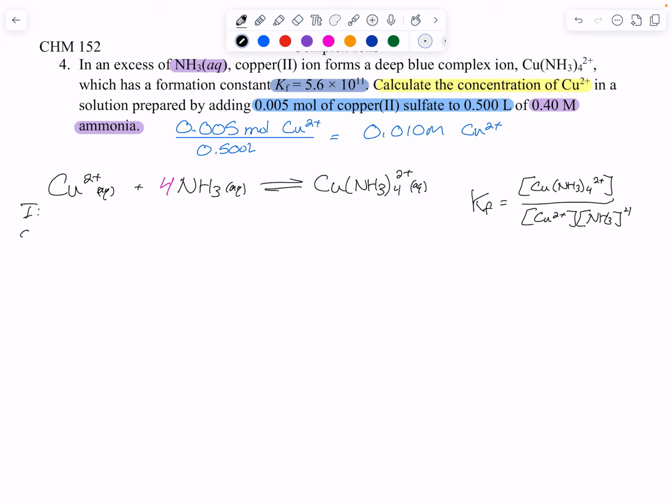All right, ice table. We would have 0.010 molar, we have 0.40 molar, and we have nothing. Well, subtraction: minus 0.010, minus 4 times 0.010, plus 0.010. So I have none of the copper ion. That's 0.36 molar ammonia, and 0.010 molar complex.